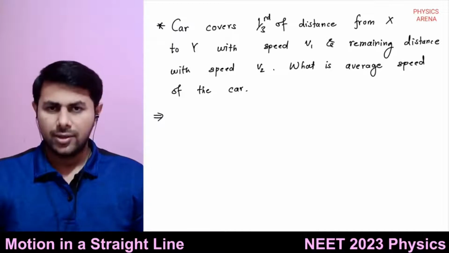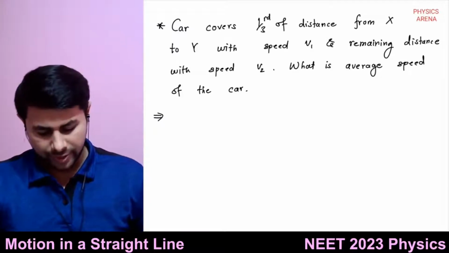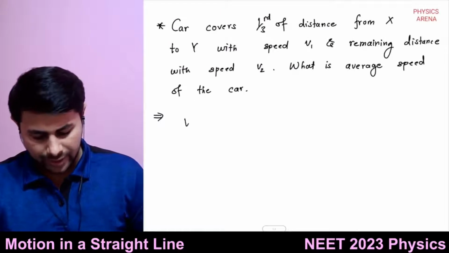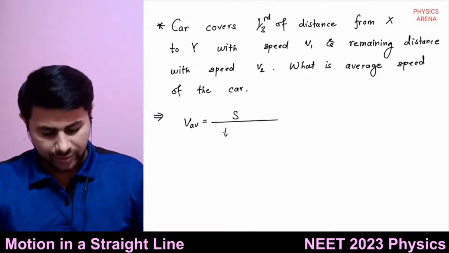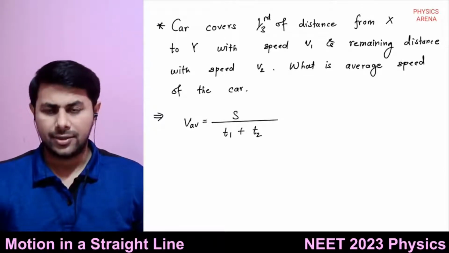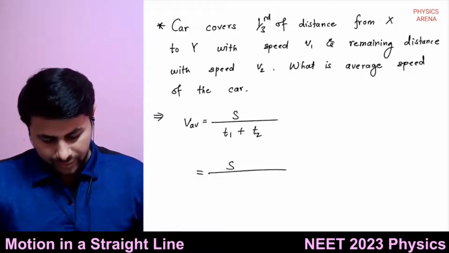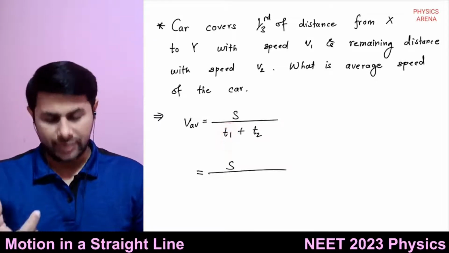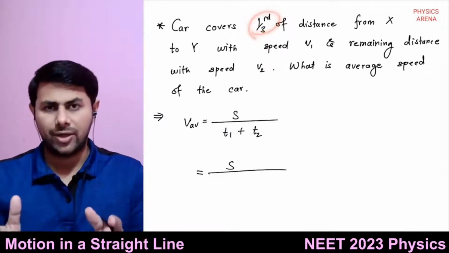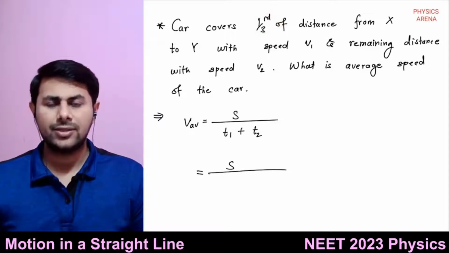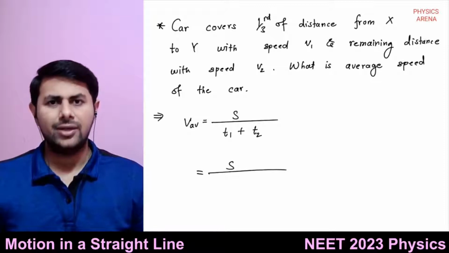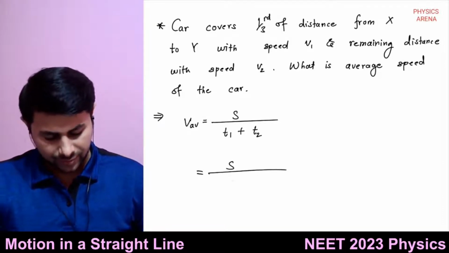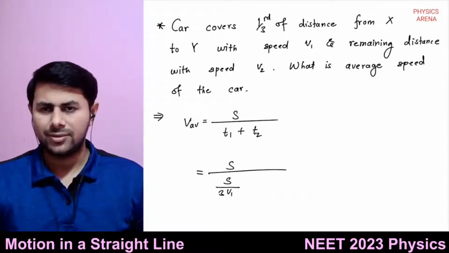See, we will solve it in two ways. First, the average speed is equal to the total distance covered divided by total time taken. So it is T1 plus T2, right? So now what will be T1? It is distance covered divided by speed. 1/3 of the distance is s upon 3 and speed is v1. So I can write this as s upon 3 v1. Clear till this point?